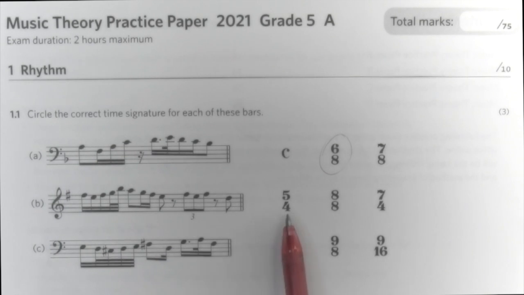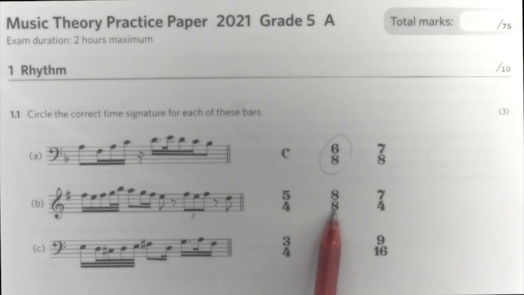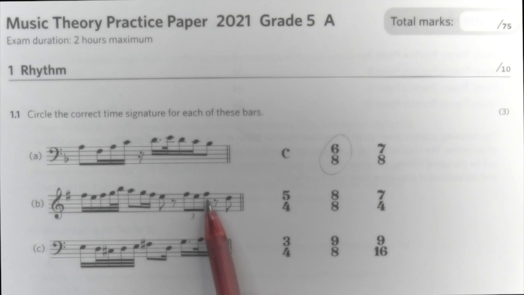Next one, as options we have 5/4, 8/8, so 8 quavers, and 7/4, so 7 crotchets. So first, do we see a bar in which we count in crotchets or in quavers? I see very possibly crotchets, because look at this triplet sign. It can't be in 8s. By the way, I don't think this exists, maybe in contemporary music, but this triplet sign tells us that 3 quavers don't fit because we have 2 subdivisions, 1 and 2 and.